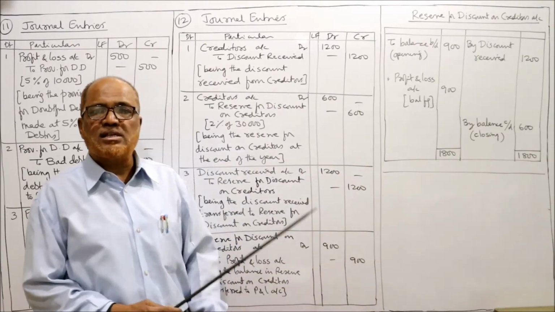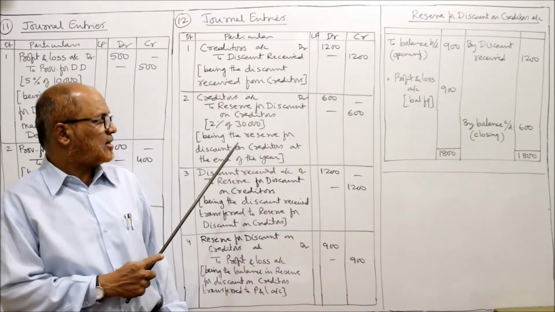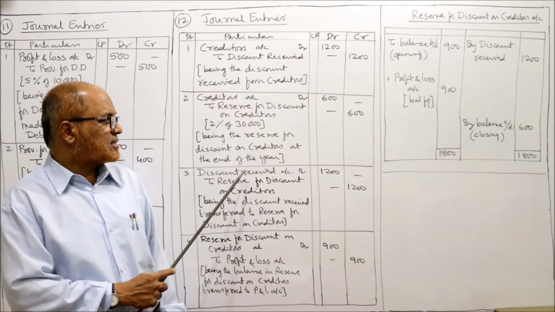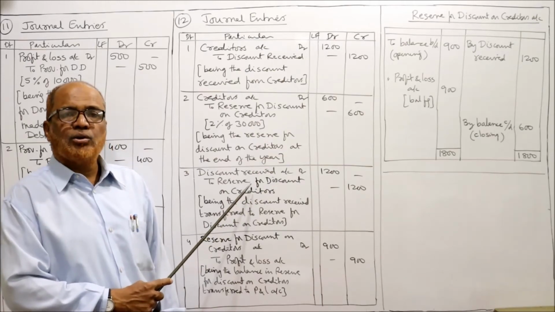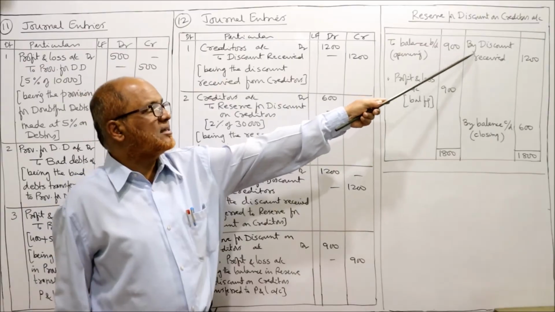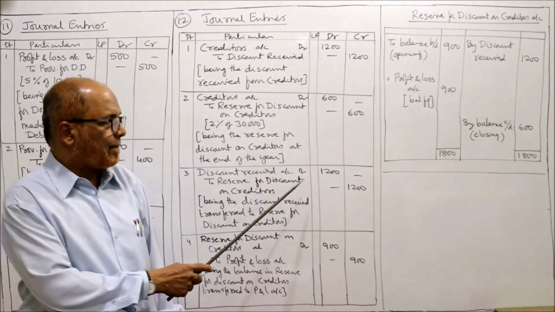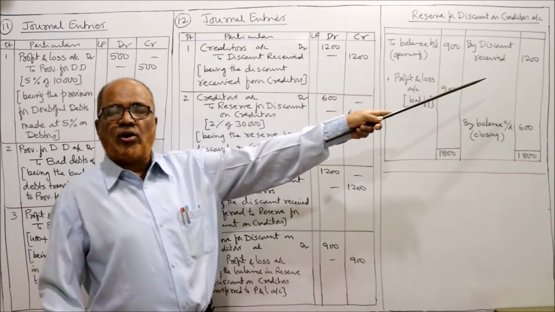Now discount received. Discount received is transferred to reserve for discount on creditors. Here discount received account debit to reserve for discount on creditors, so reserve for discount on creditors should be credited. So credit side, by discount received 1200. Now we have posted all the journal entries.